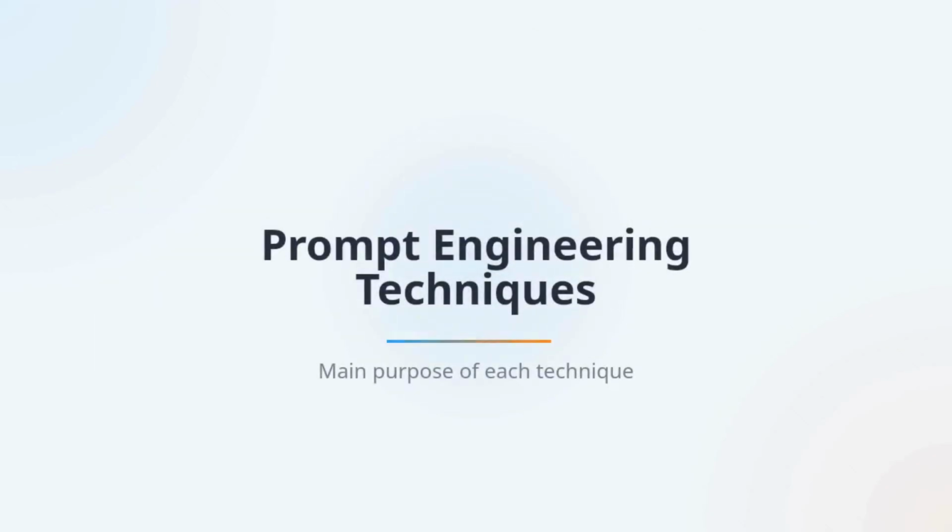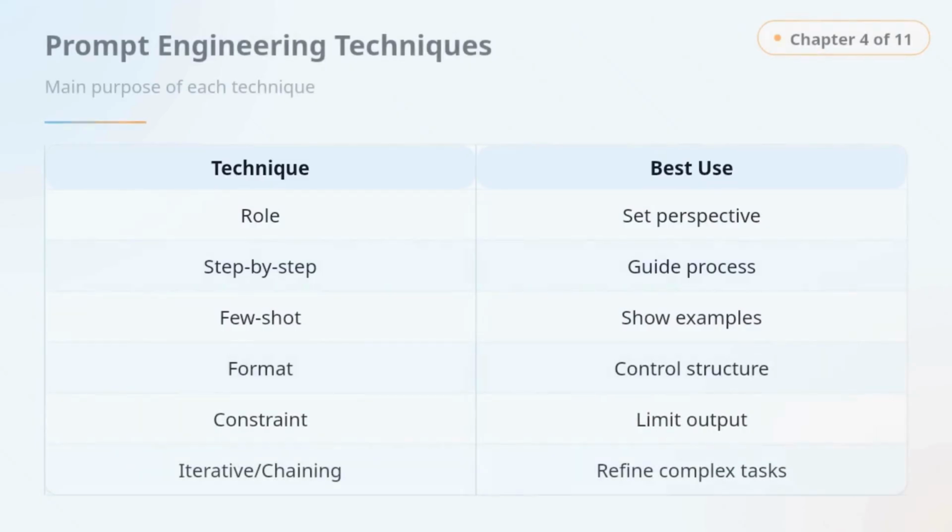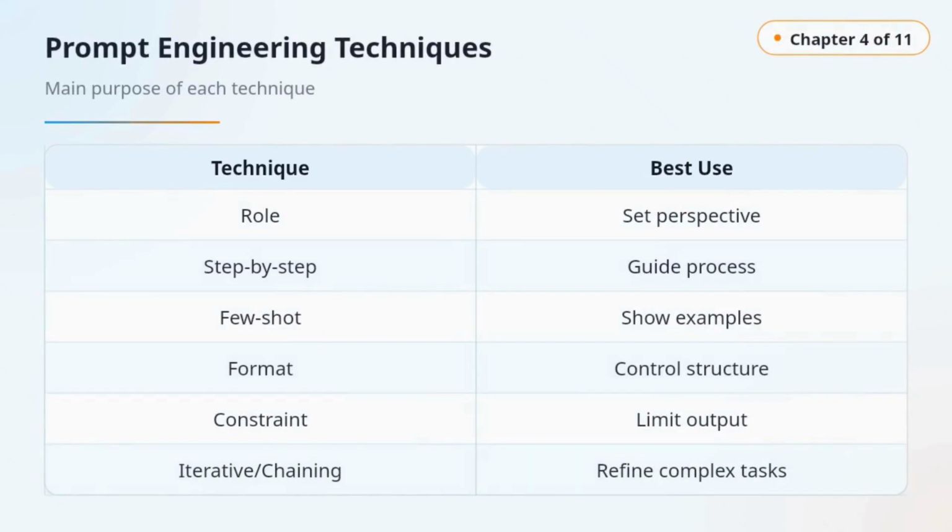Now let us look at this in a simple table format. Prompt engineering techniques. Main purpose of each technique. Here's a simple way to compare the techniques. Role prompting sets perspective. Step-by-step prompting guides process. Few shot prompting shows examples. Format prompting controls structure. Constraint prompting limits output. And iterative prompting plus prompt chaining help you refine or break down bigger tasks.